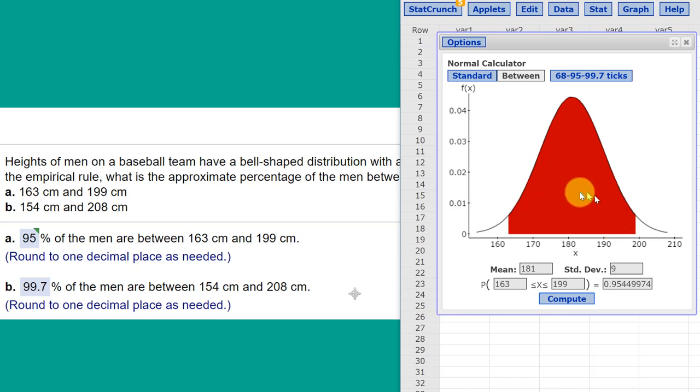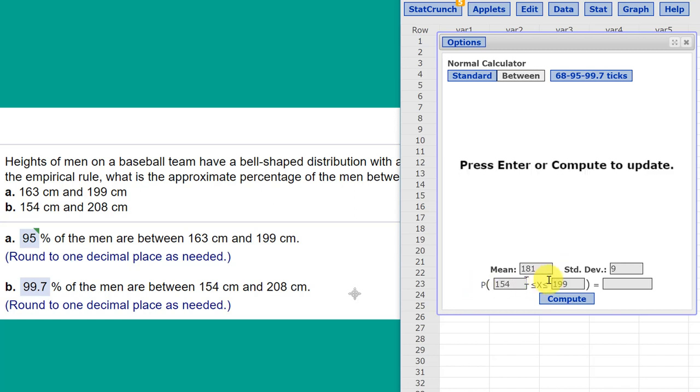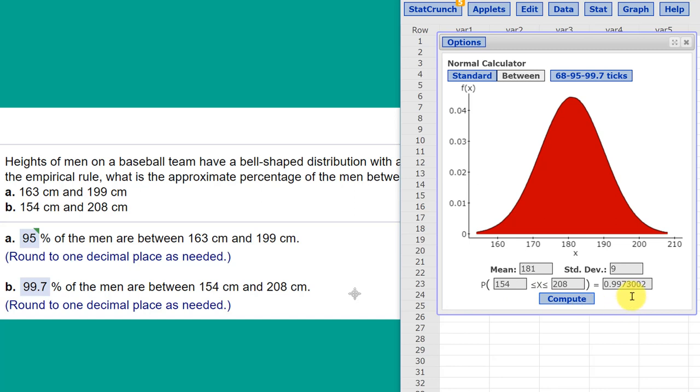That's the area in red under the normal distribution or the bell-shaped distribution. 95.4% of the data is found in that red area between these two values. Then we just enter the final two values, 154, 208, click compute, and we see we get our 99.7% in that red area.